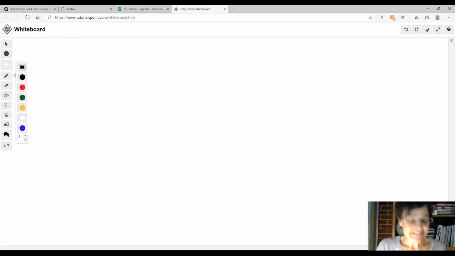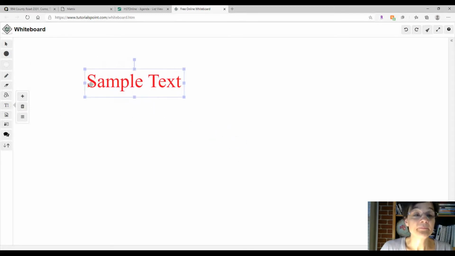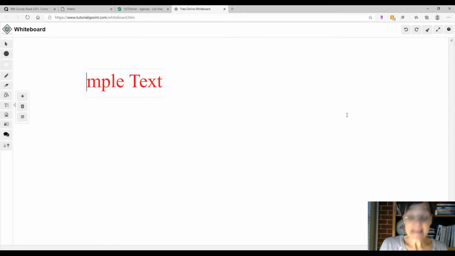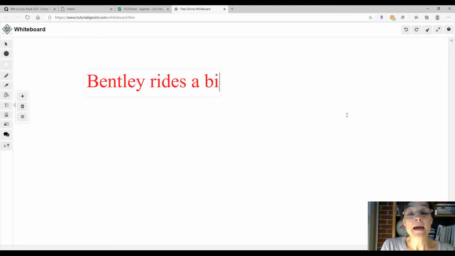Okay, so now the same thing that you can do in the subject, you can also do in the predicate. You can have a compound predicate. Okay, let's go ahead and do a compound predicate. Bentley! It's Bentley! I knew it. Okay, so now we're going to use his name. Bentley, and I don't know if I'm going to spell it right. Bentley rides a bike.